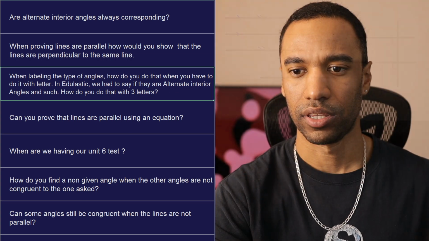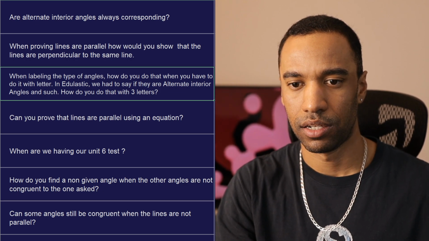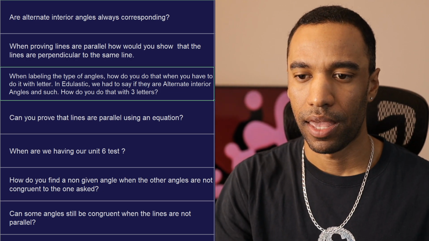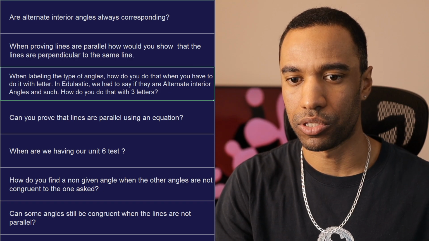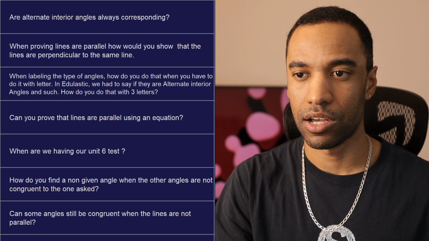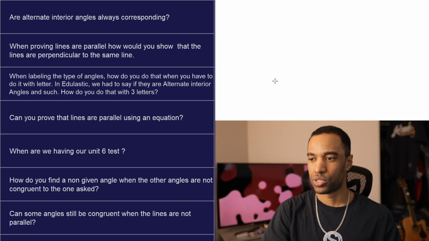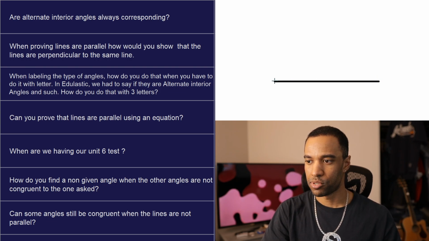All right, here we go. When labeling the types of angles, how do you do that when you have to do it with letters? In Edulastic, we had to say if they are alternate interior angles or such. How do you do that with 3 letters? Naming an angle with 3 letters is simply done by using 2 letters that are on the arms of your angle and the letter that makes the vertex of your angle.